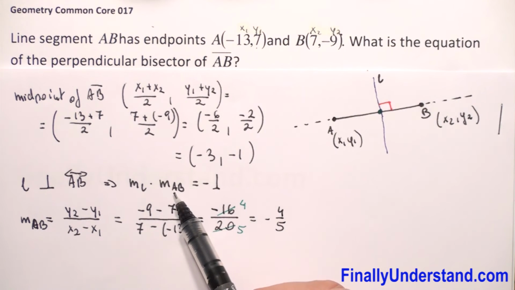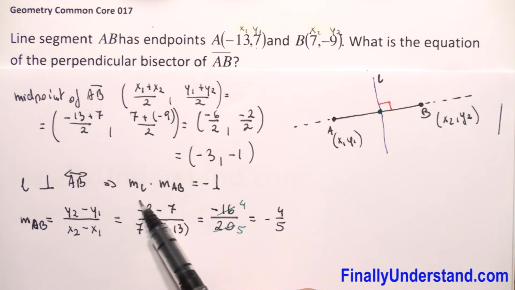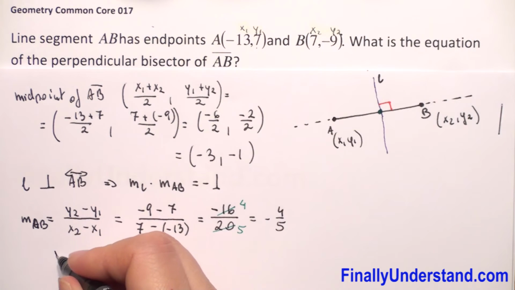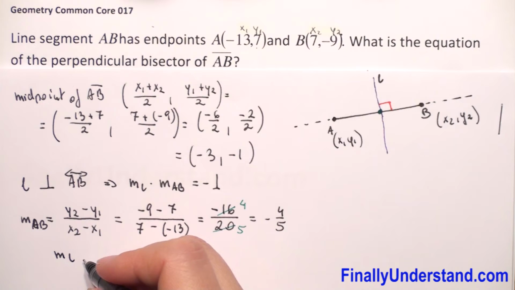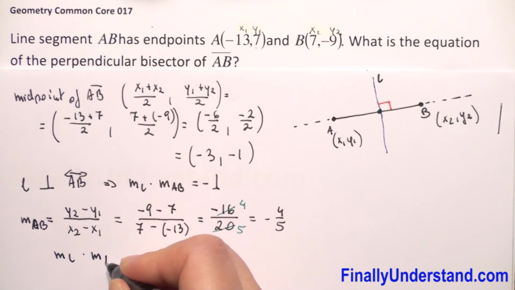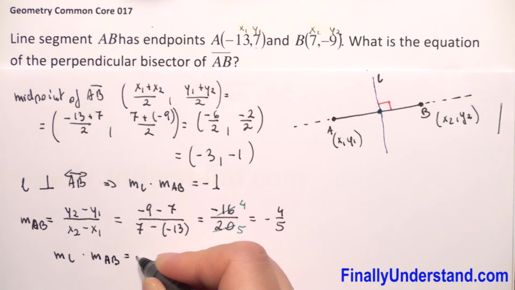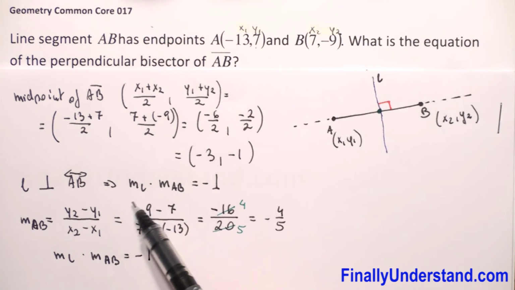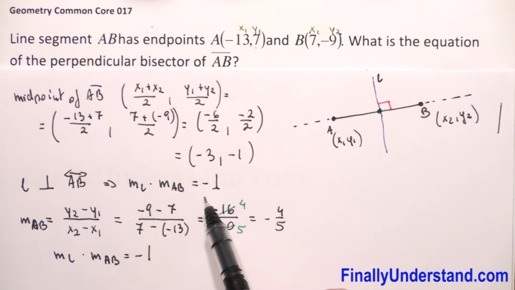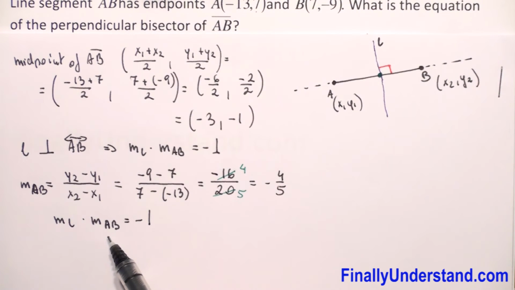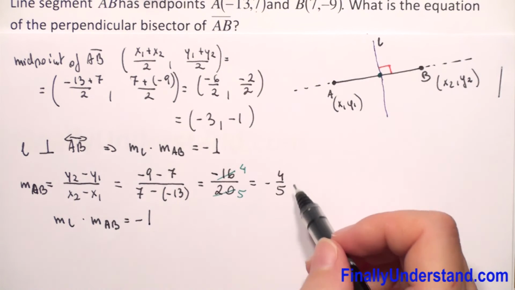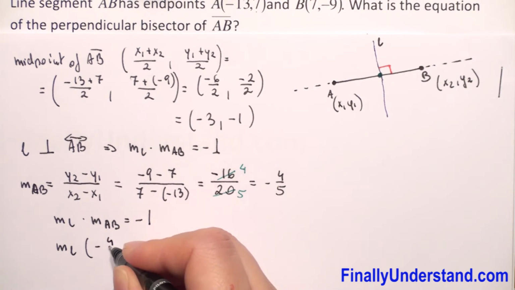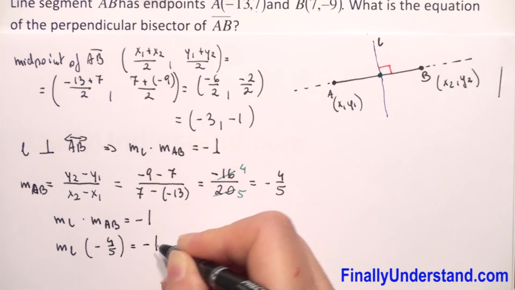And now when we have the slope of line AB, we can substitute into our equation. So let me copy this equation. We have ML, the slope of line L, times the slope of line AB is equal to negative 1. These two lines are perpendicular, so the product of these two slopes must be negative 1. We calculated the slope of AB line. This is negative 4 over 5, so we copy ML times negative 4 over 5. This is equal to negative 1.